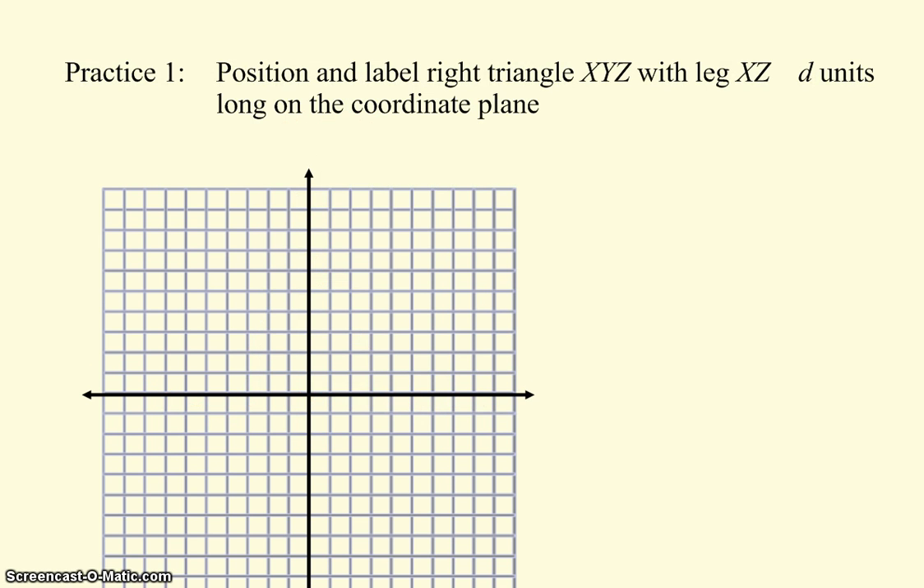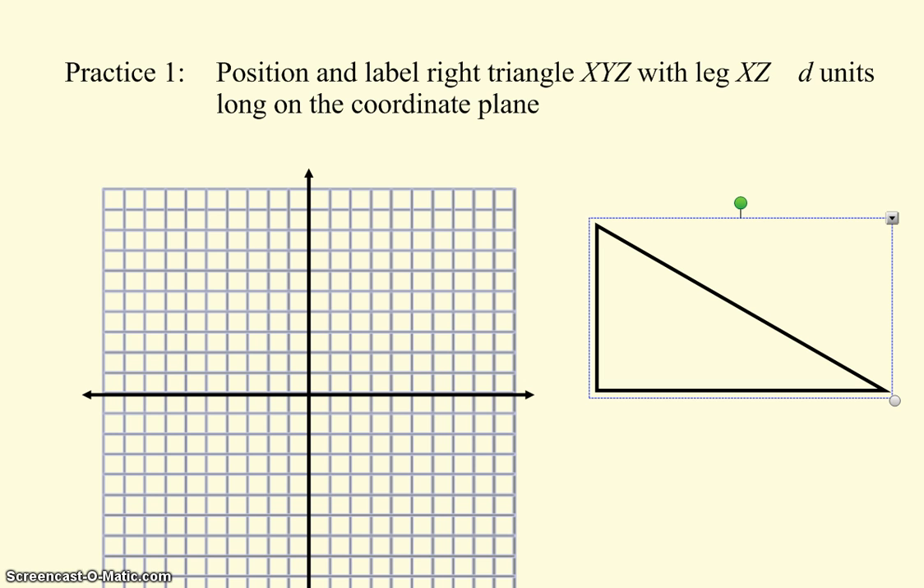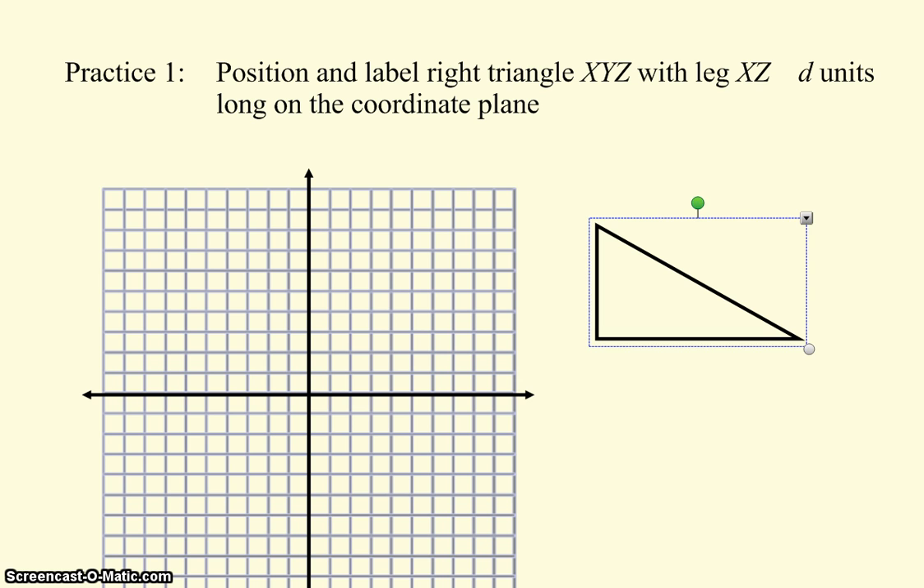Now I'd like you to try and put right triangle XYZ with leg XZ being d units long on the coordinate plane. First thing is you are going to need a right triangle. So let's get a right triangle here. And one side of the right triangle is going to be d units long. Try it and then check your answer.